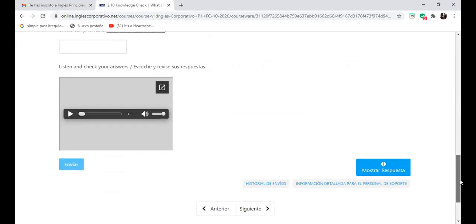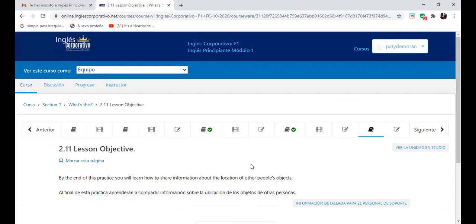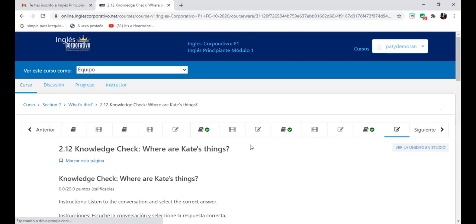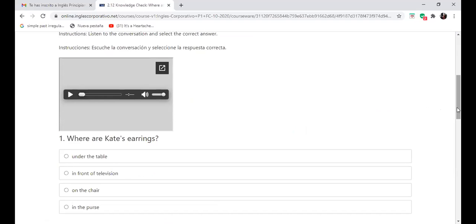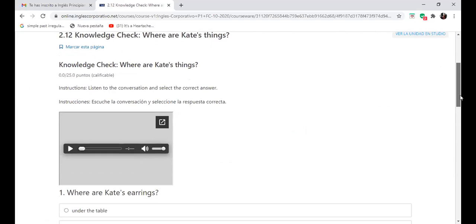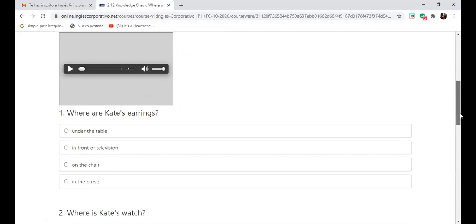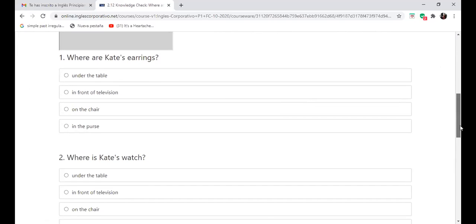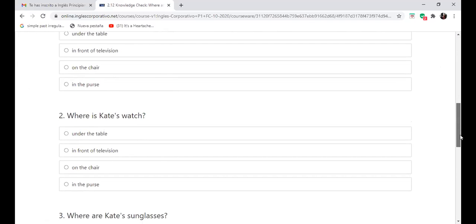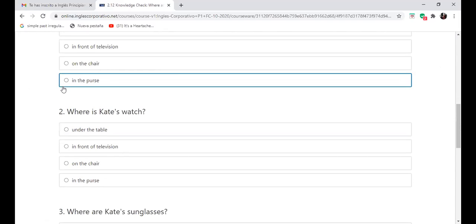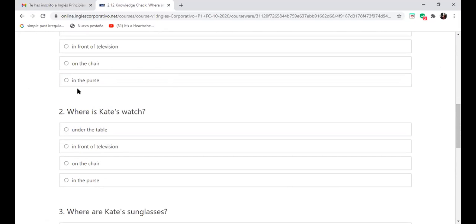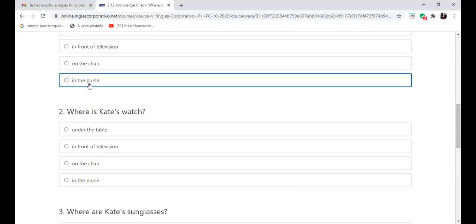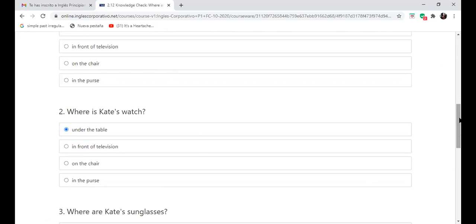Okay, later in this part, you will have the 2.11 lesson objective. So we are going to continue about the location of other people's objects, right? So in here, you have another knowledge check, right? Where are Kate's things? So again, we are going to practice the prepositions under the table, in front of television, on the chair, in the purse. And in this case, they don't say bag, they say purse. Están utilizando un sinónimo de bag o bolso y dicen purse, okay? It's okay, es un sinónimo, ¿verdad? Okay, so those are the possible choices.